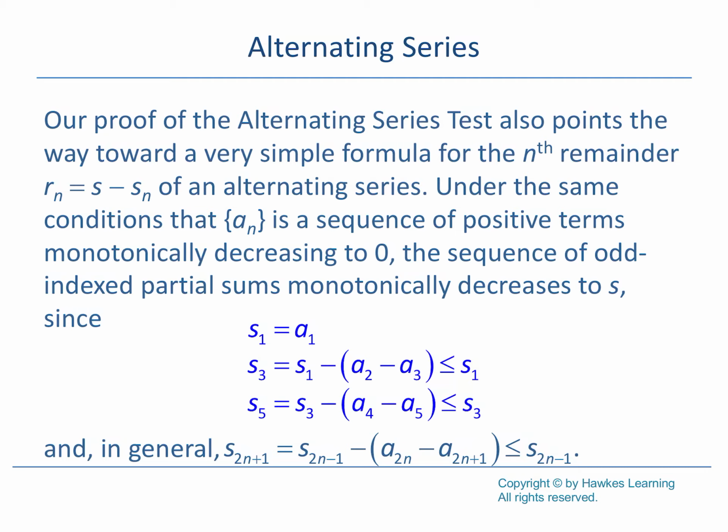So, yeah, in general, the S sub 2n minus 1th partial sum is very close to the S sub 2n plus 1 partial sum. And the difference is just this difference between two successive terms. And that difference tends to be really small.